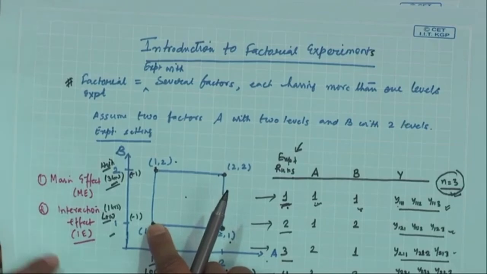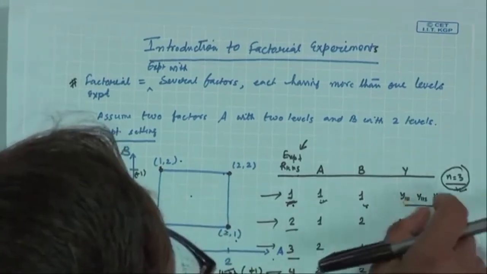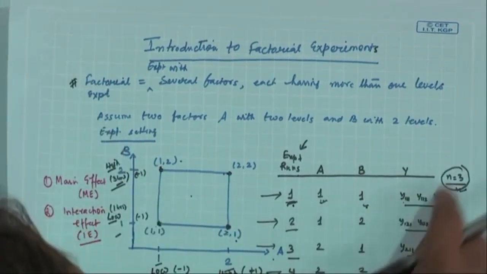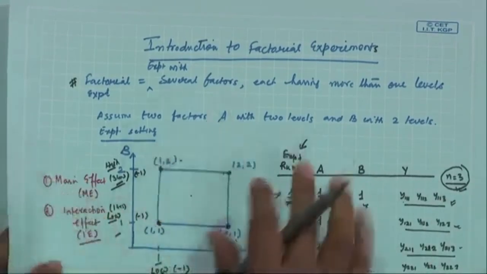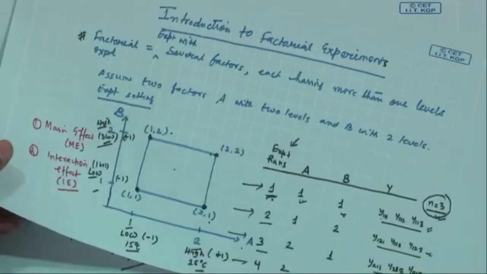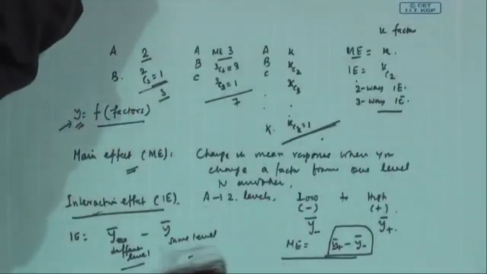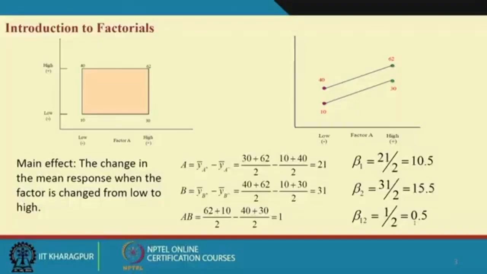When we talk about averaging, we basically take the sum of all, including the replicated values and the other condition, whether it is at low or high, or at the same level or different level, and then we subtract. Okay. Let us see one example.